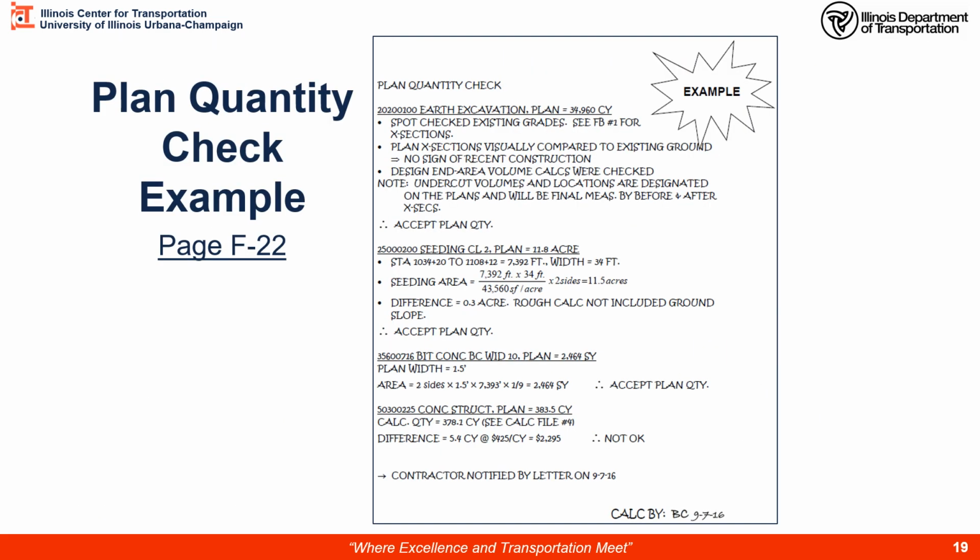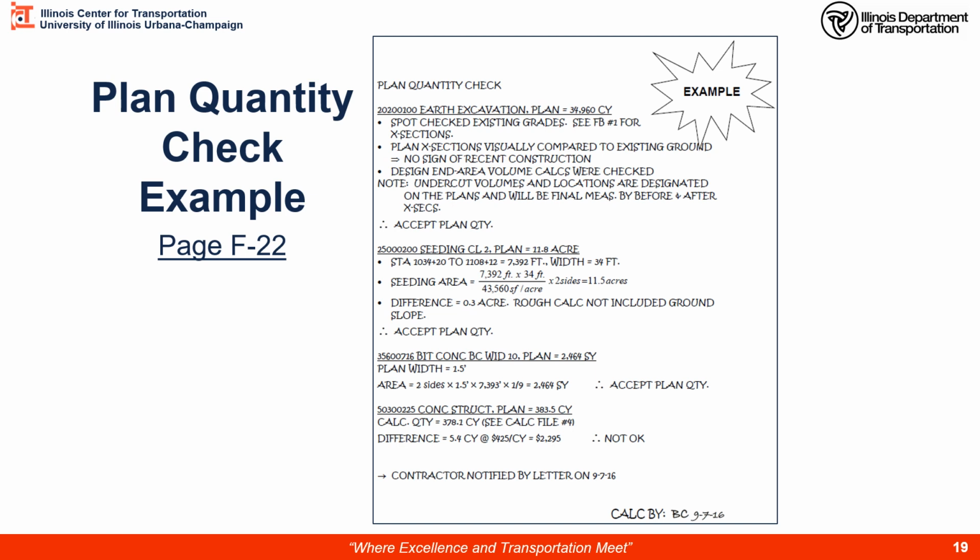So we need to check if planned quantity is accurate. On page F22 in your DOT guide, you can follow along on some example planned quantity checks. Here we had earth excavation. We spot checked some existing grades to make sure that the plans represented the actual site. We looked at some cross sections. We performed some design end area volume calcs. Everything looked pretty good. Therefore, we're going to accept planned quantity.